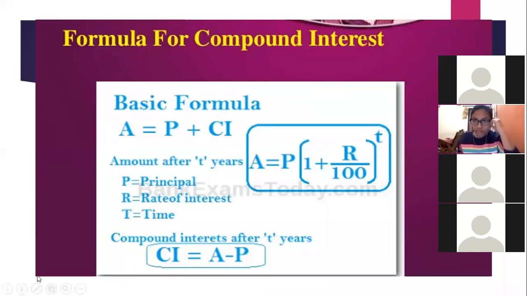And then at the bottom of your screen, it is written, therefore compound interest after T years is CI is equal to A minus P. Now this formula and the first formula are same only. If you transpose P to the left side, it will become minus. So it becomes A minus P. So first formula, one line formula, and the last formula, they are same only.